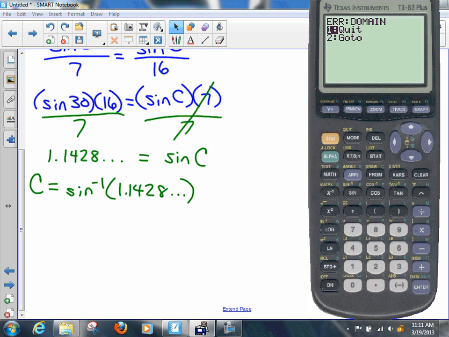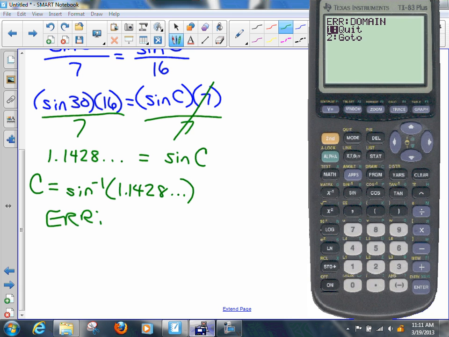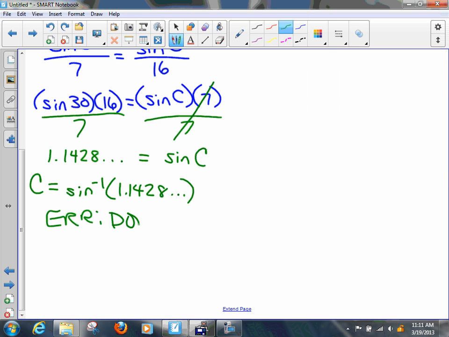Okay. So, yeah, right? So look at what we're going to do. What do we get? Write that down. What did it say? Domain. We're going to write it down because you need to know what you're going to see in your calculator when you see domain.